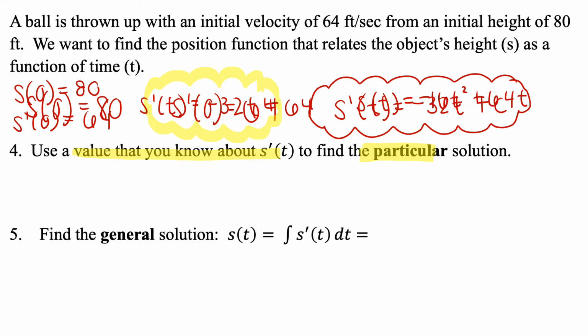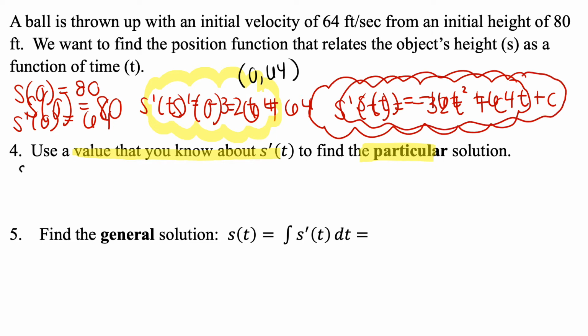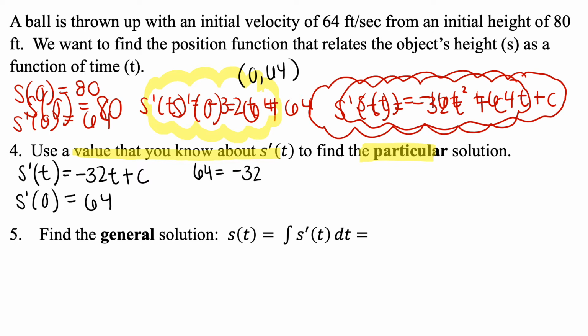So let's go ahead and take our s prime of t equation and plug in the point (0, 64) to solve for c. So if we look at s prime of t, that's negative 32t plus c, and let's use the fact that s prime of 0 equals 64. Then what we have is that 64 equals negative 32 times 0 plus c, which gives us that 64, this goes away, is just equal to c.